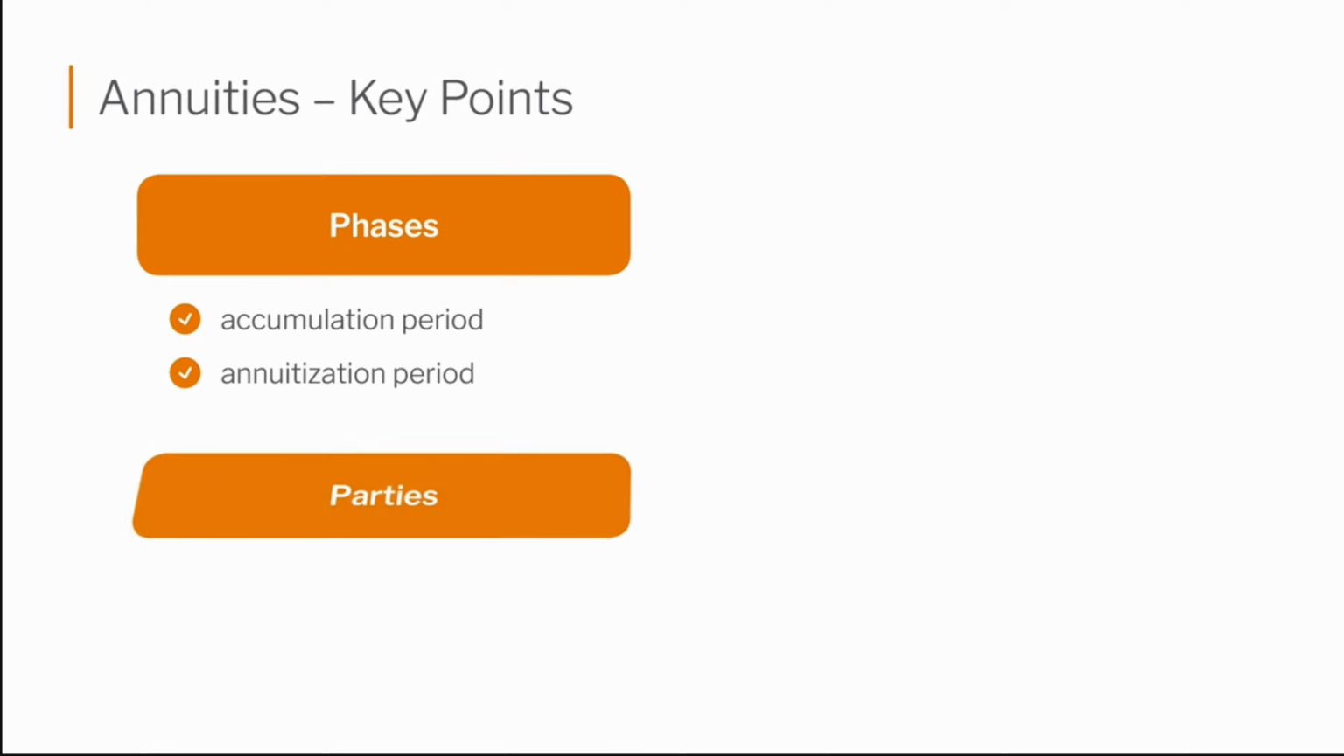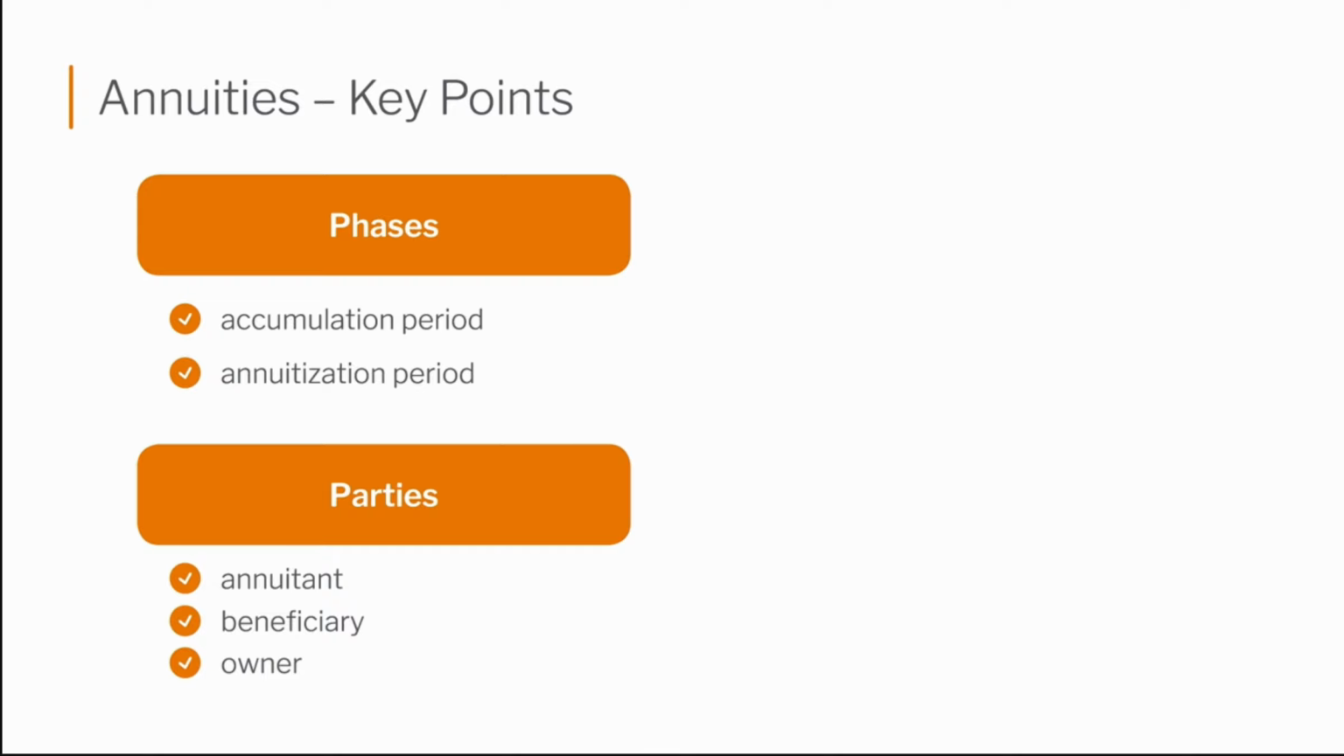Okay? The parties, the persons or entities involved in an annuity: you've got the annuitant. That's when you're in the annuitization period, taking money out. You've got a beneficiary. While you're in the accumulation period, the person who has the annuity is called the owner, not the annuitant. That's the key as to what phase they're in. Owner, when you're in the accumulation period. Annuitant, when you're in the annuitization period of the annuity.